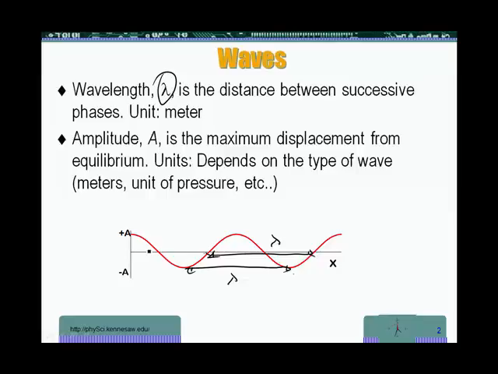Like here, the equilibrium is represented by this horizontal line. The maximum displacement from that line would be the amplitude, designated as A here, or minus A, or the depth of a trough, or the height of a crest. That's the amplitude.